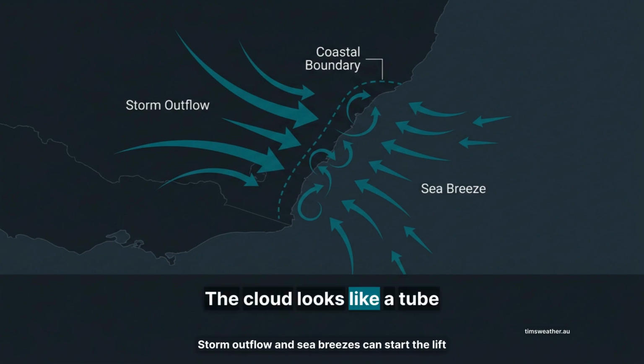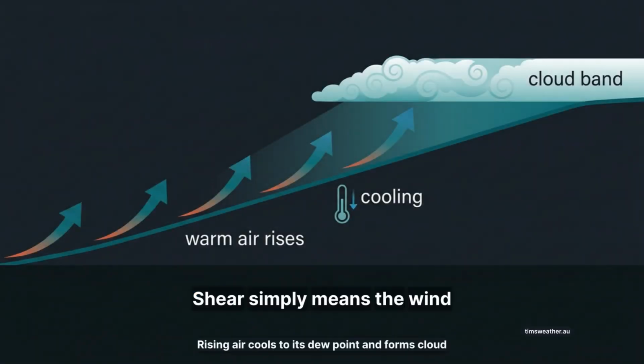The cloud looks like a tube because the air near the boundary can rotate around a horizontal axis. Wind shear is a big part of that. Shear simply means the wind changes speed or direction with height. Instead of rising straight up into a tower, the lifted air can roll forward, helping the cloud stay long, level, and organized.